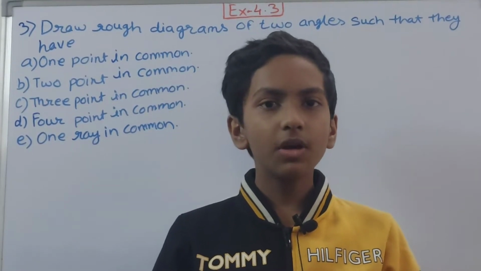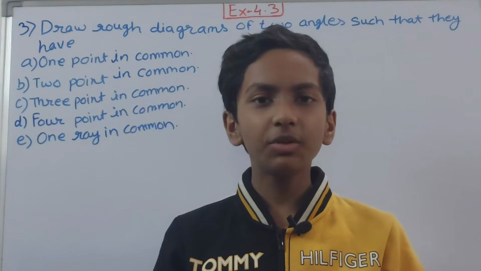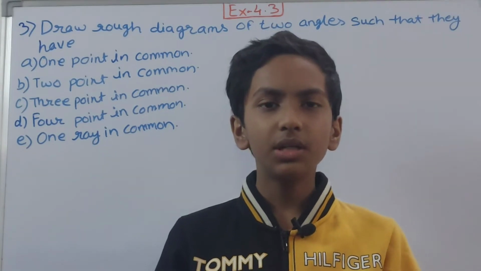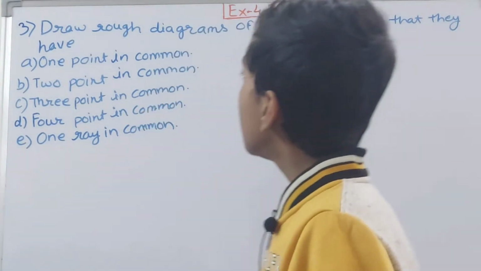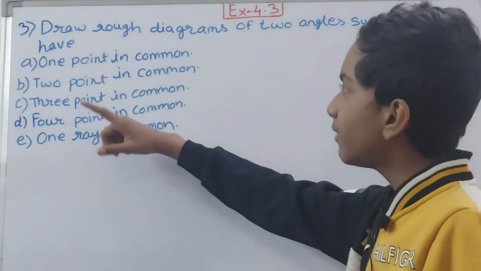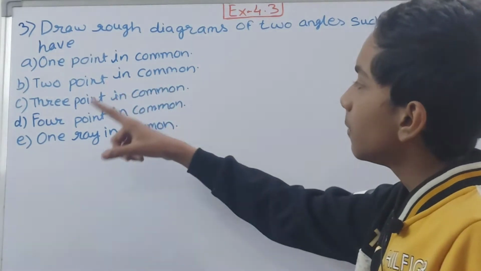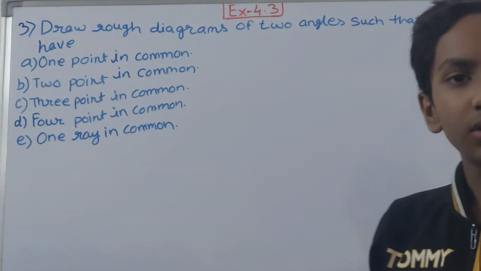In this video, we are going to solve NCERT Maths Class 6 Chapter 4 Basic Geometrical Ideas Exercise 4.3 question number 3. So friends, without wasting any time, let's begin. Draw rough diagrams of two angles such that they have 1 point in common, 2 points in common, 3 points in common, 4 points in common, 1 ray in common. Right, so let us start.